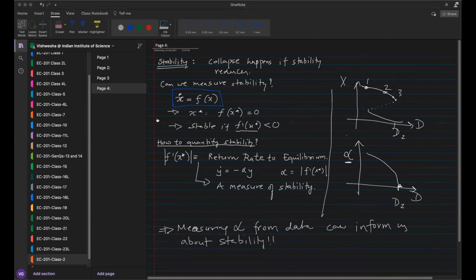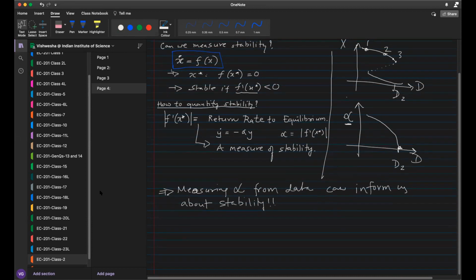The transition is going to happen. So it's a collapse. Exactly. Okay. So you are more likely to observe a transition.